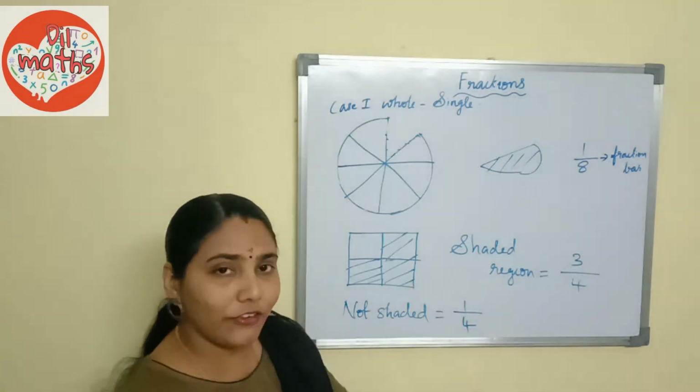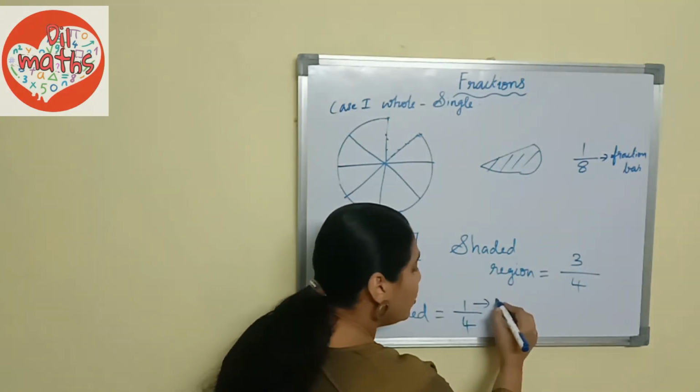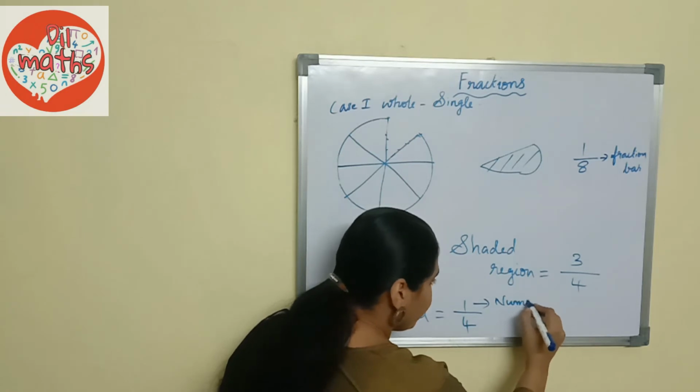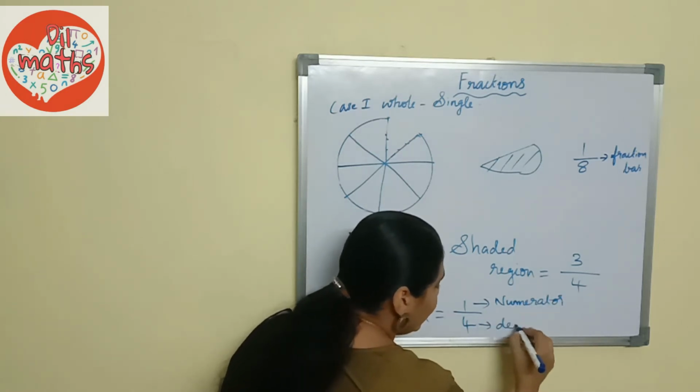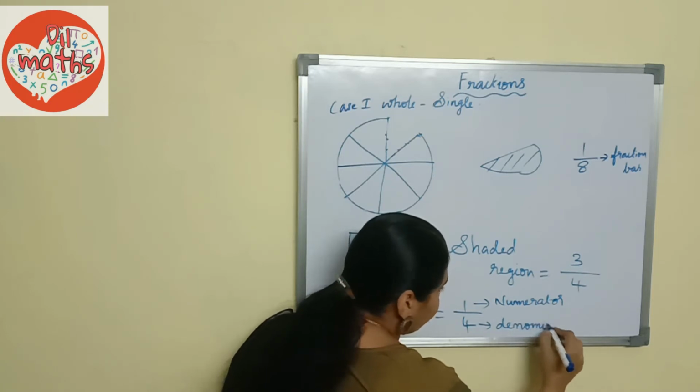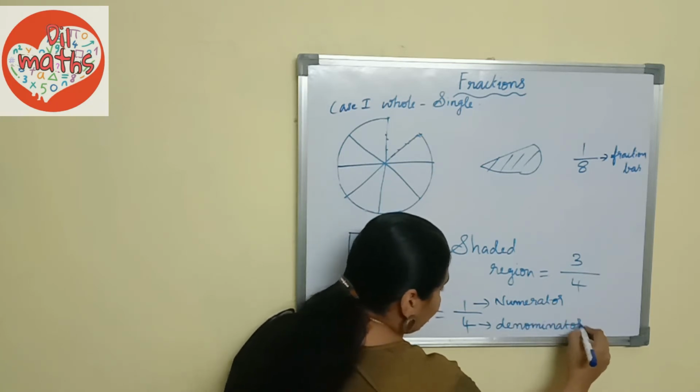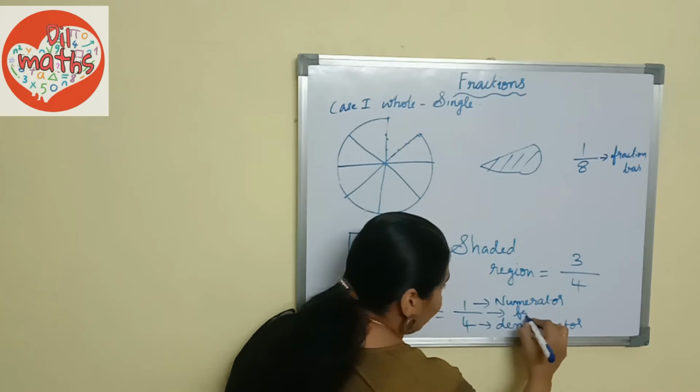Okay. So in a fraction, this is the numerator. This is the denominator. And this is called the fraction bar.